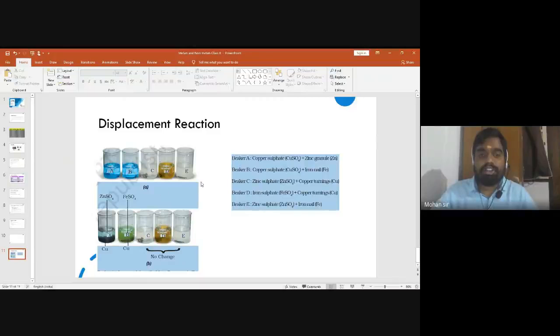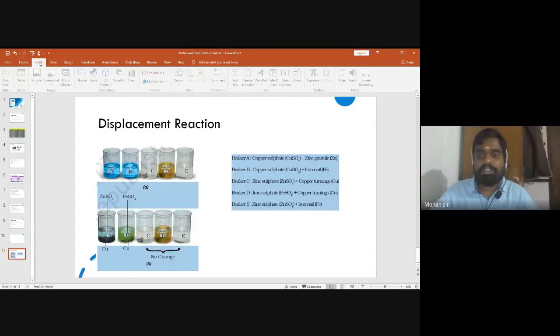So now with this experiment we should be able to derive the order of reactivity. Which is more reactive, which is less reactive, we should be able to derive. So which is more reactive according to you?